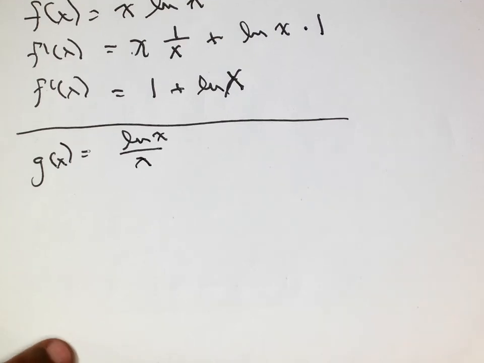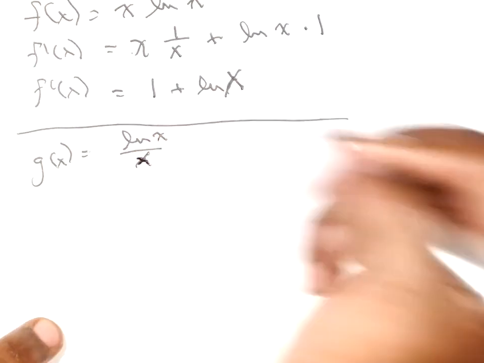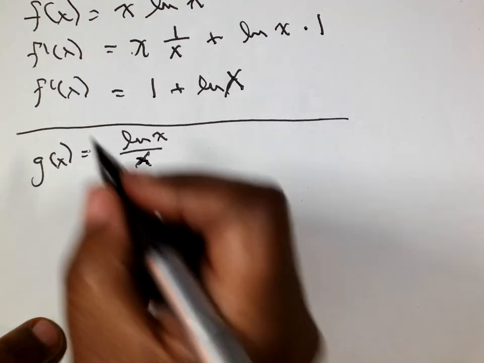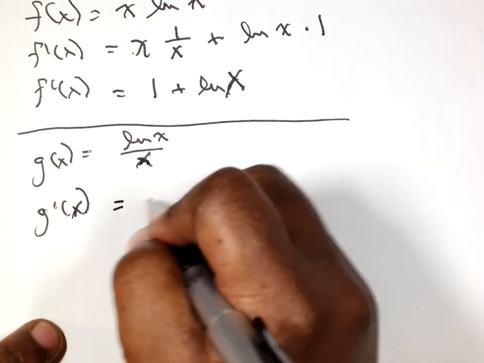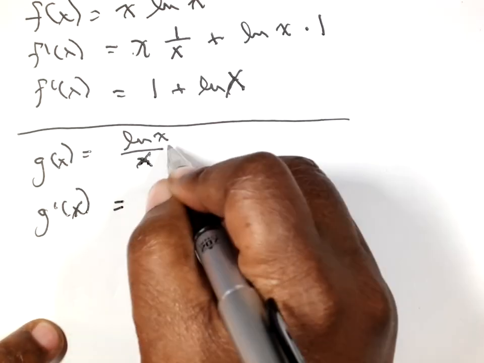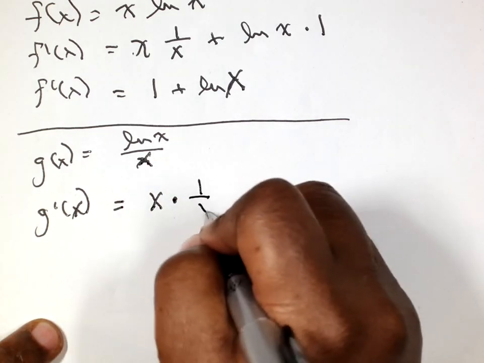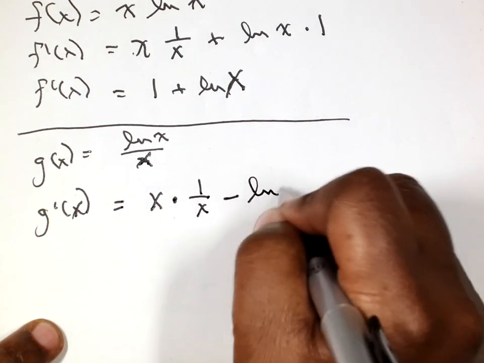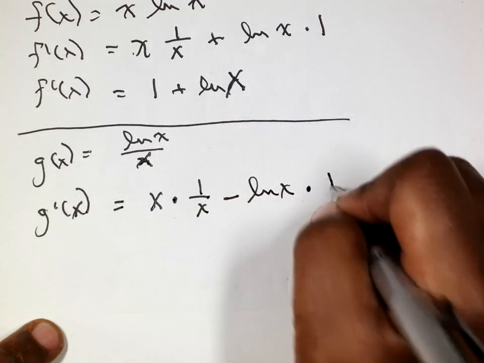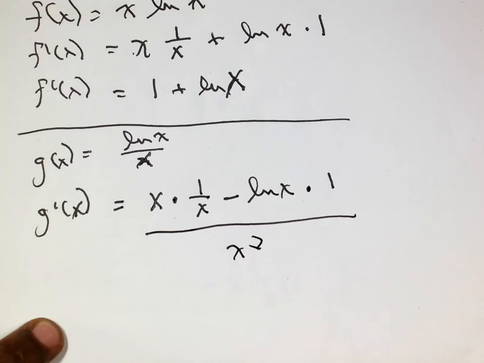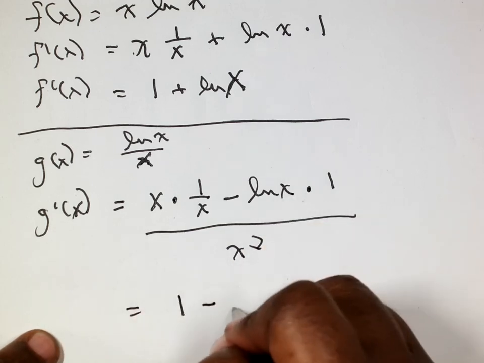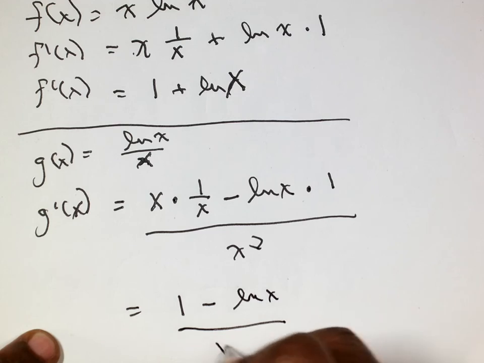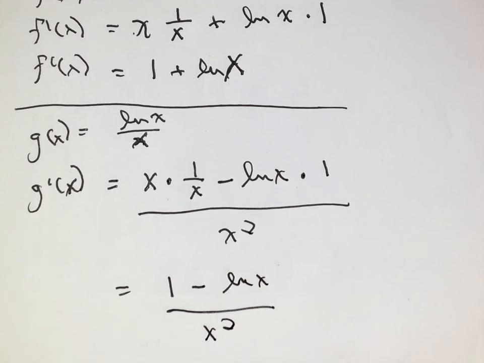Another example, g of x is ln of x over x. So I have to use the quotient rule. So my g prime of x is denominator times the derivative of ln of x, which is 1 over x, minus the numerator times the derivative of that x on the bottom, which is 1. And then you square your denominator. So x times 1 over x is just 1. Ln of x times 1, we get minus ln of x, and that is over x squared.